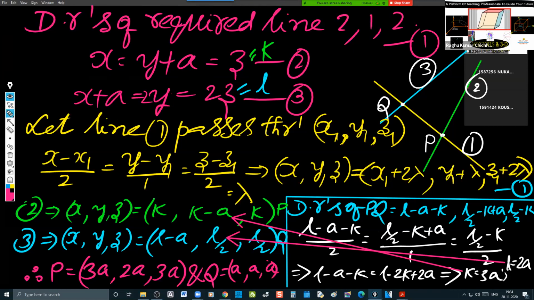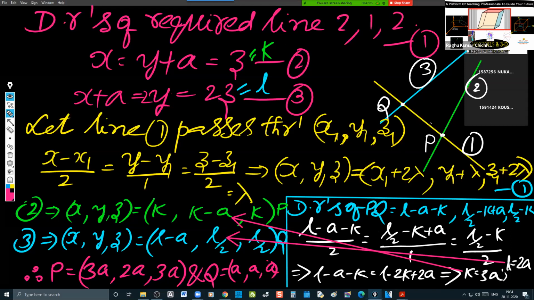So what is that we did? We have taken the first line and we wrote the general form of it. And the second line and we wrote the general form. General form means which represents every point and any point on the line. We took P and Q. Now the required line DRs are given to be 2, 1, 2. That means P and Q are these 2 points.